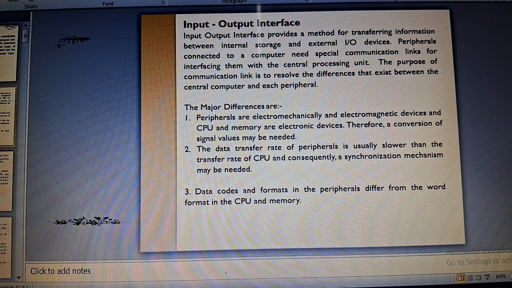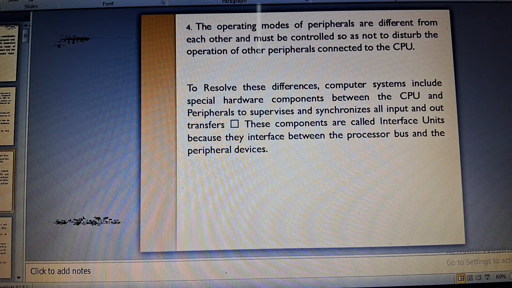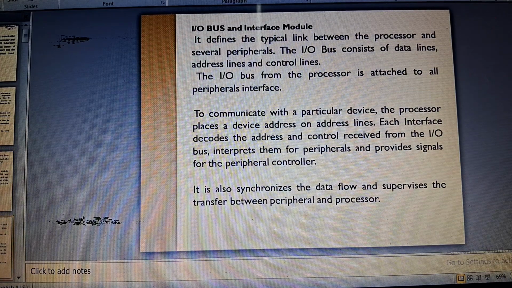Third, the data codes and formats in the peripheral differ from the word format in the CPU and memory. So these are the basic three reasons why there is a need of the input-output interface. In order to resolve this difference between the peripheral and the CPU, there is a need of the input-output interface. Now, input-output buses and interface modules.